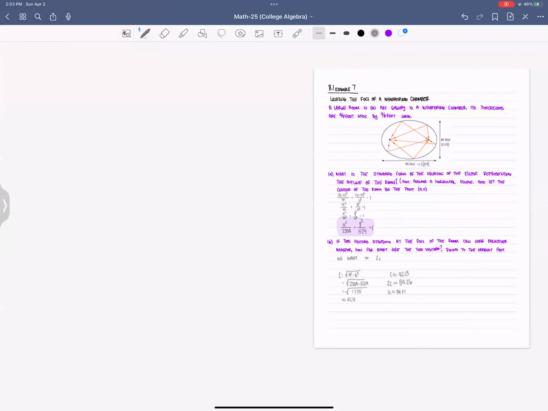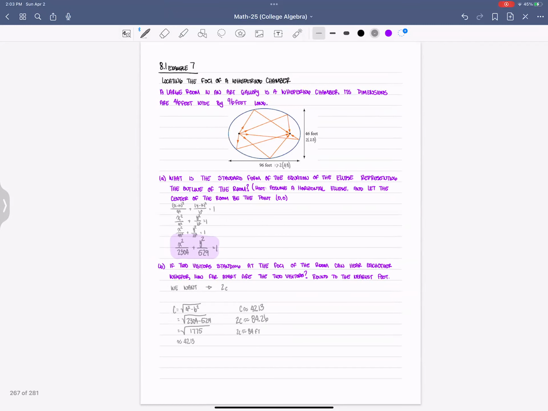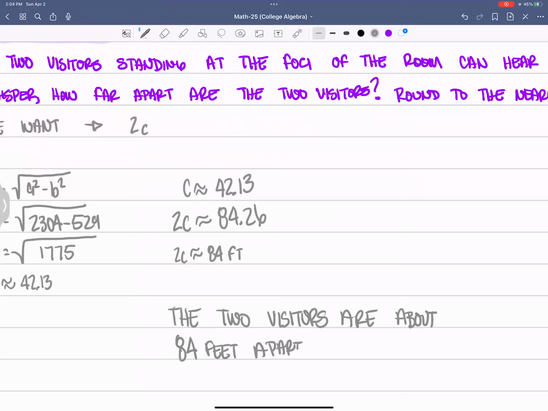So now let's answer the question. If two visitors standing at the foci of the room can hear each other whisper, how far apart are the two visitors? So the two visitors are about 84 feet apart. And there we go. That's our solution there.